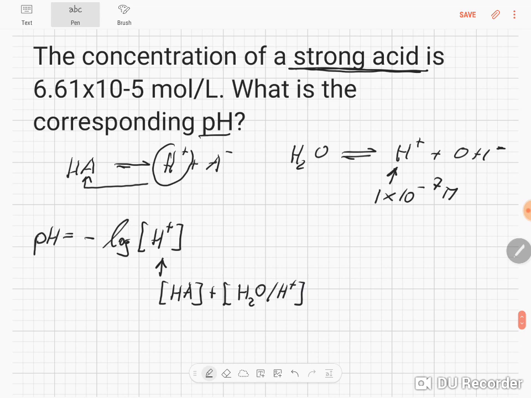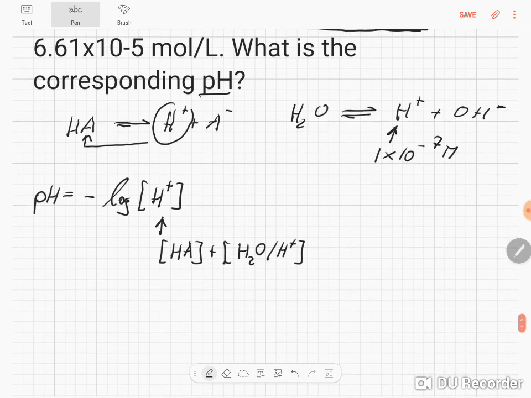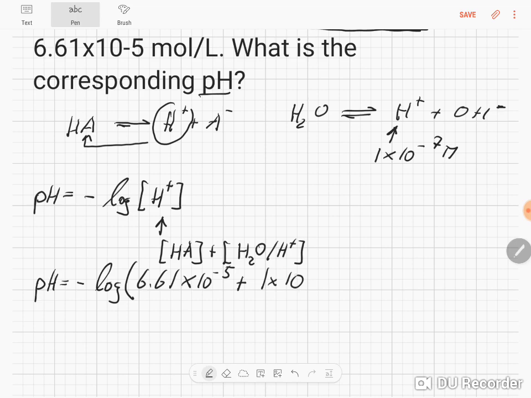So in our case here we have 6.61 × 10⁻⁵. So pH equals minus log of 6.61 × 10⁻⁵, and we need to have that in molar, plus 1 × 10⁻⁷. That is from the water, that's the concentration. And if we put that into a calculator, we get the pH of 4.18.